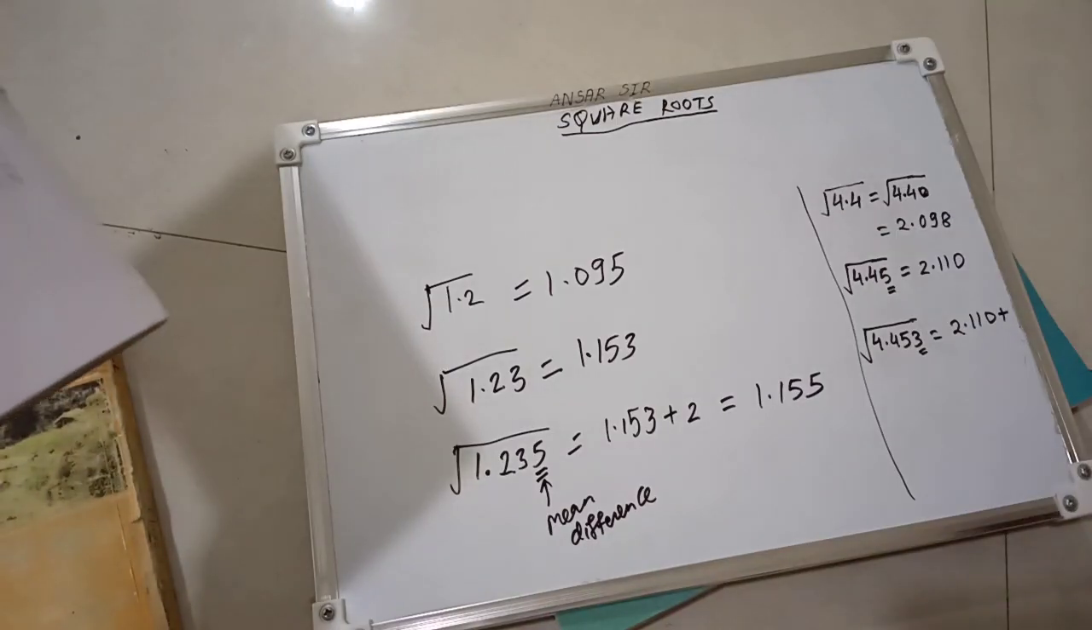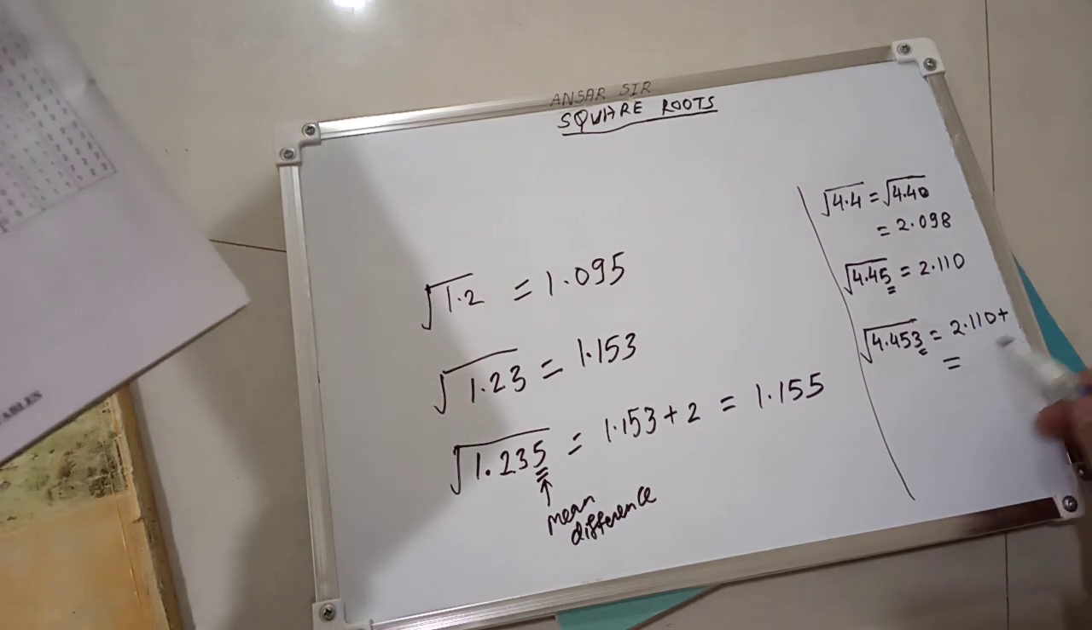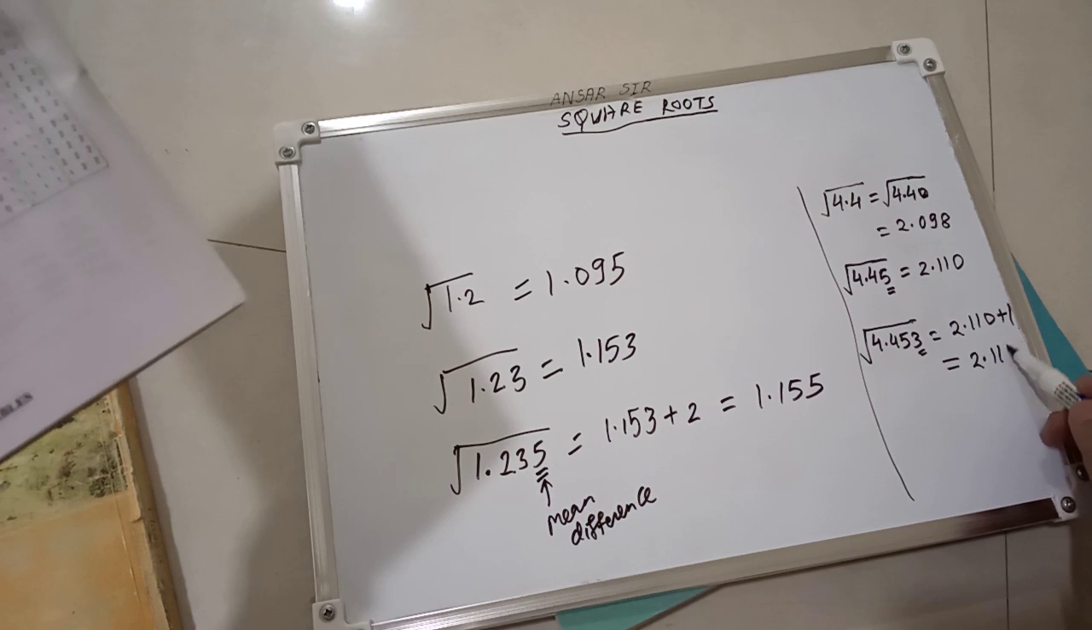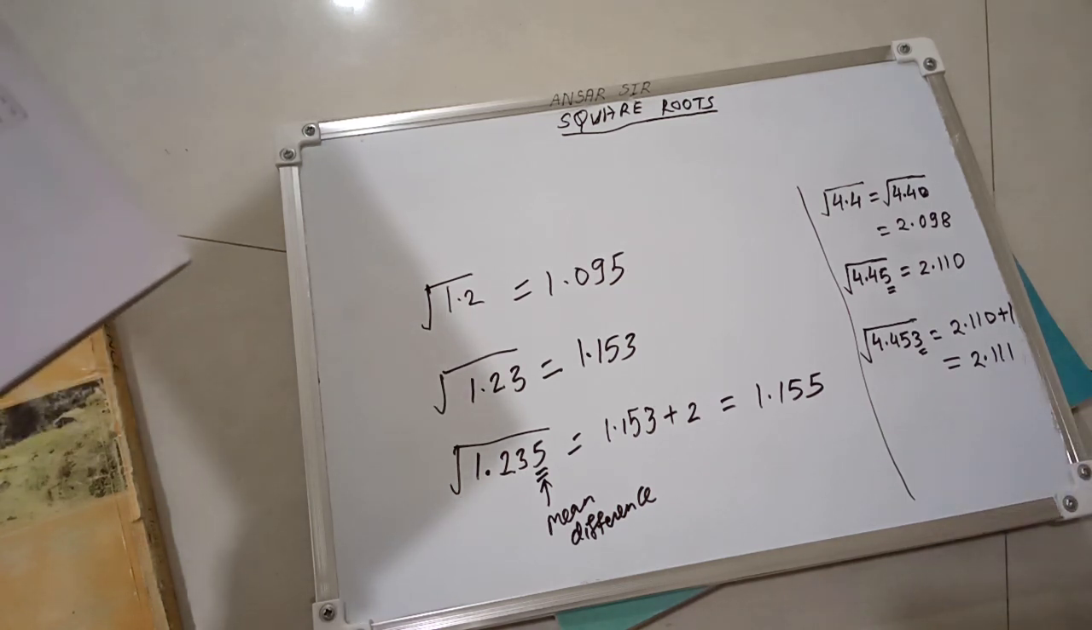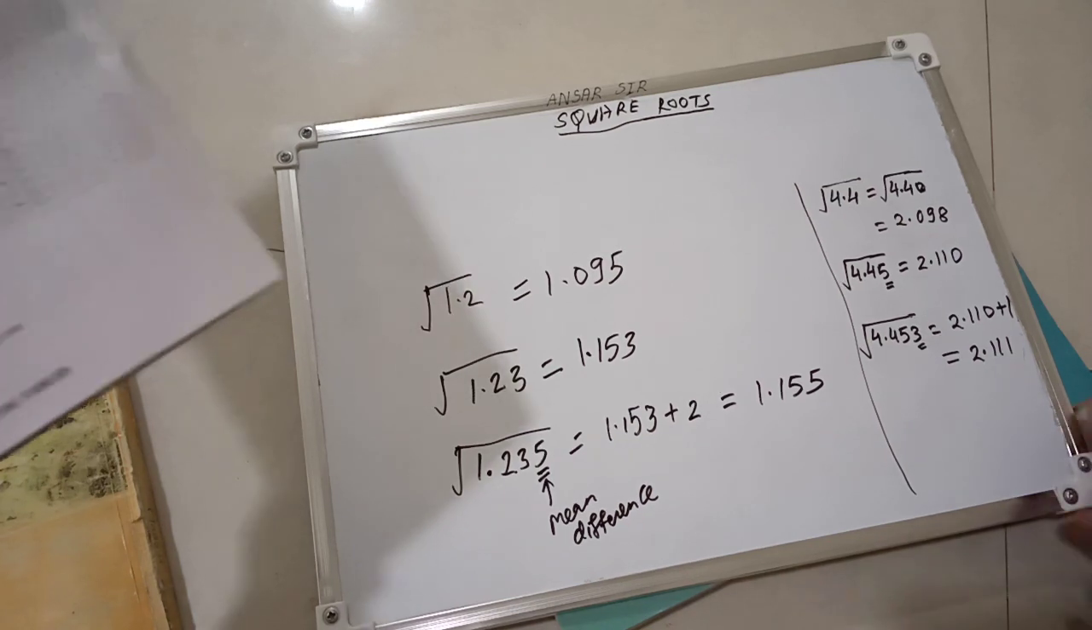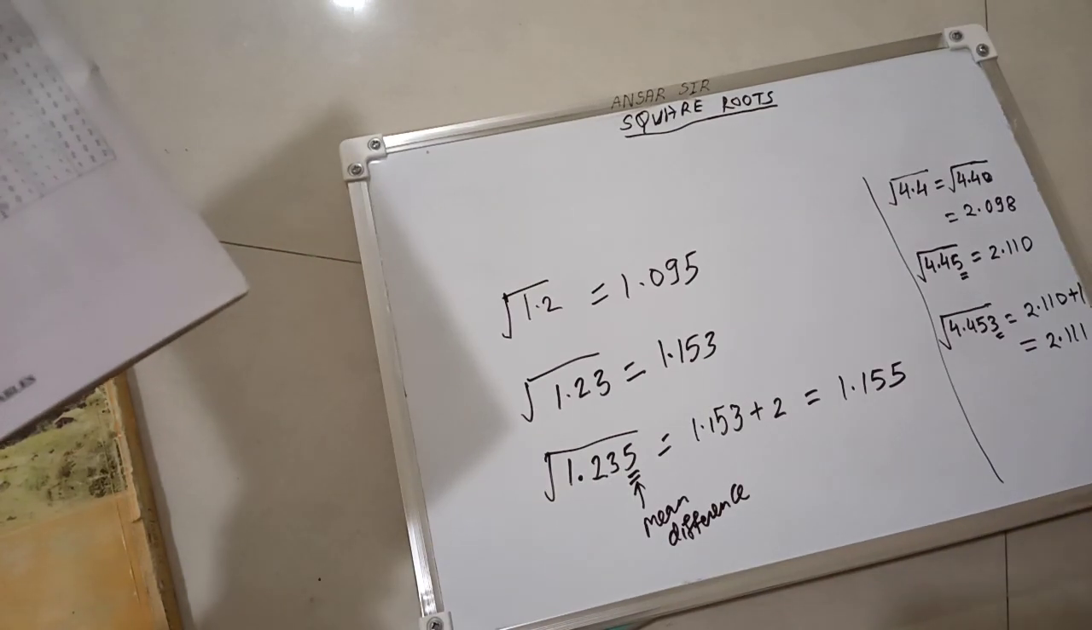See here now on the board, here we will add 1. So it will become 2.111. This will be the value of 4.453. Have you understood? The first 2 digits are given directly.